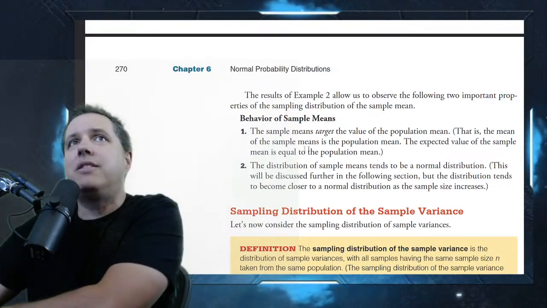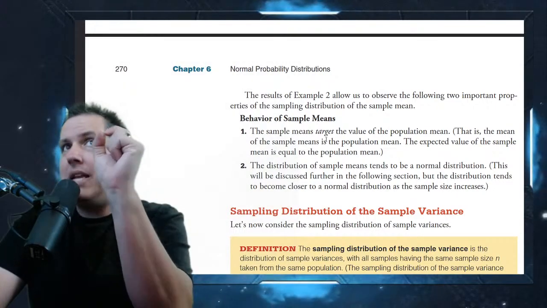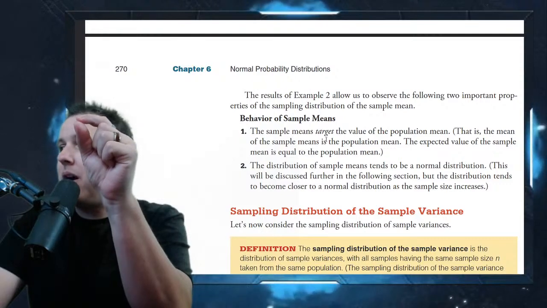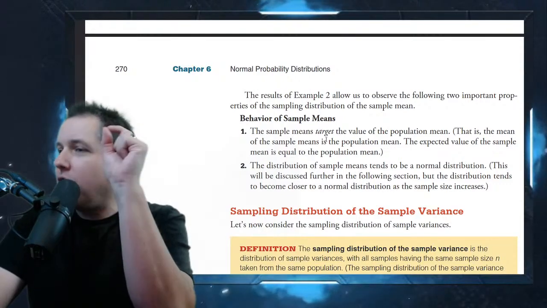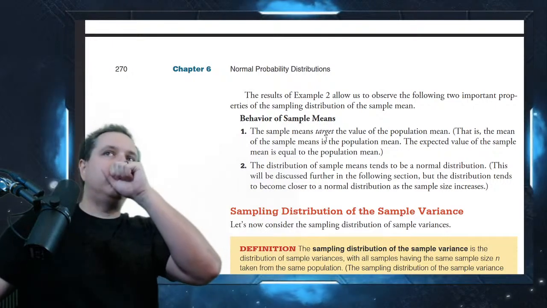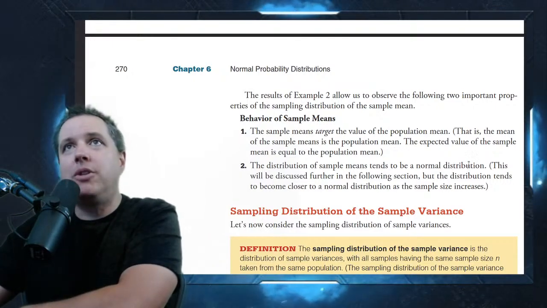That's basically what this is saying, is that the sample means may not exactly hit the true mean of the population, but they're targeting it. They're getting close to it. They're going to be in the vicinity. Okay. And the distribution of sample means tends to be a normal distribution.